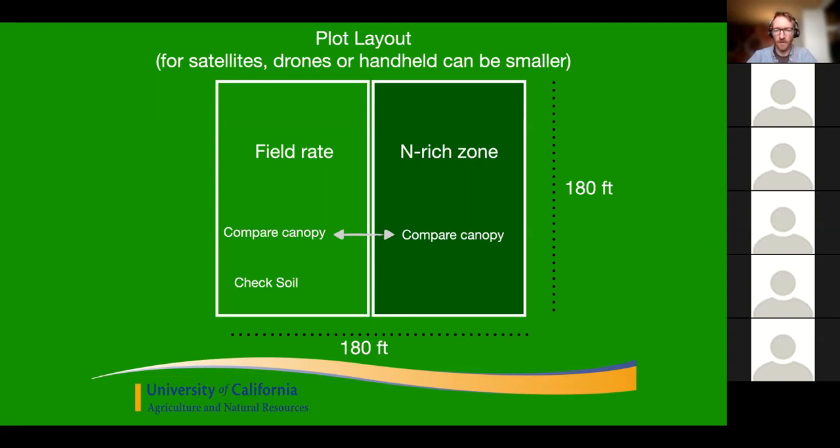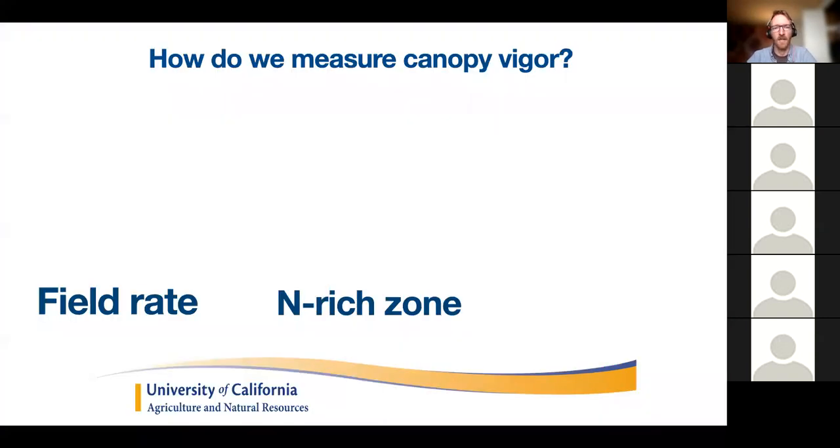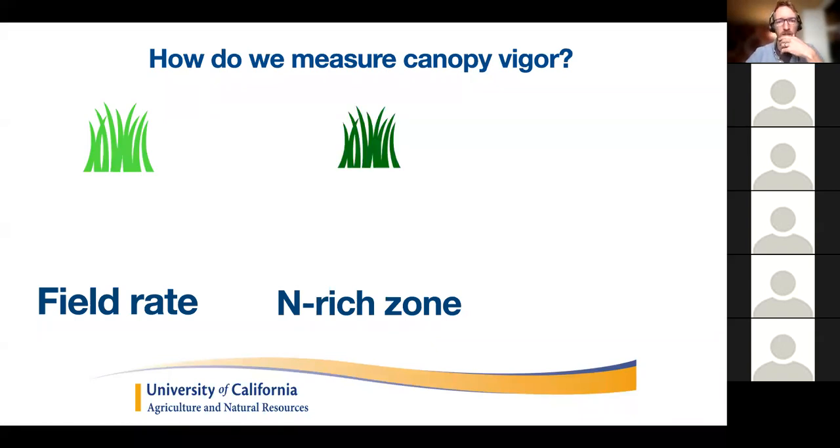But the main thing here is we're comparing that canopy. And how do we measure canopy vigor? Here we have our two different levels of vigor in our canopy. One of them is slightly less green. It's looking perhaps a little deficient.